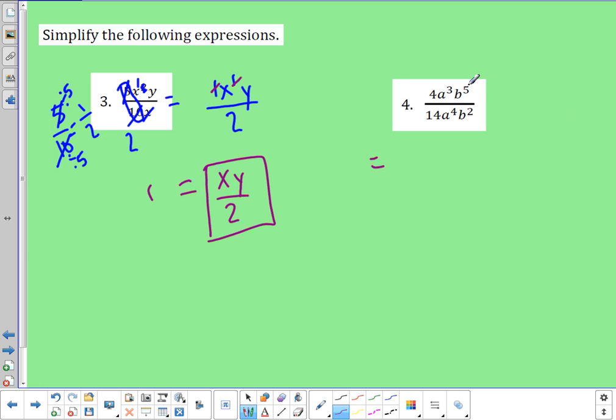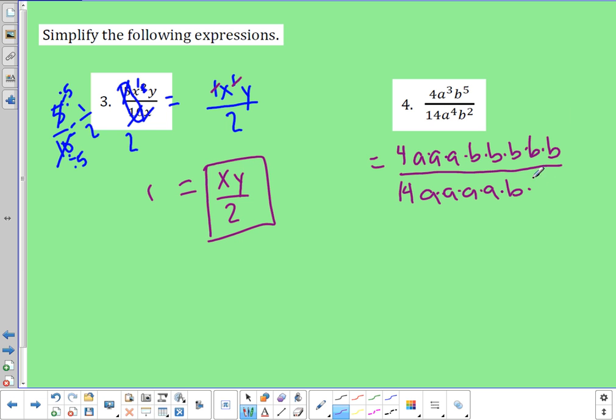You could rewrite the top and the bottom expanded. I'd have 4a times a times a times b times b times b times b times b. There's no problem in doing that. It's okay to take a little extra time to really make sure that you see a clear picture of what's happening. So on the bottom, I have that 14. I have 4 A's, 1, 2, 3, 4 of them, and 2 B's, 1, 2. I always check before I start simplifying and get my next answer.